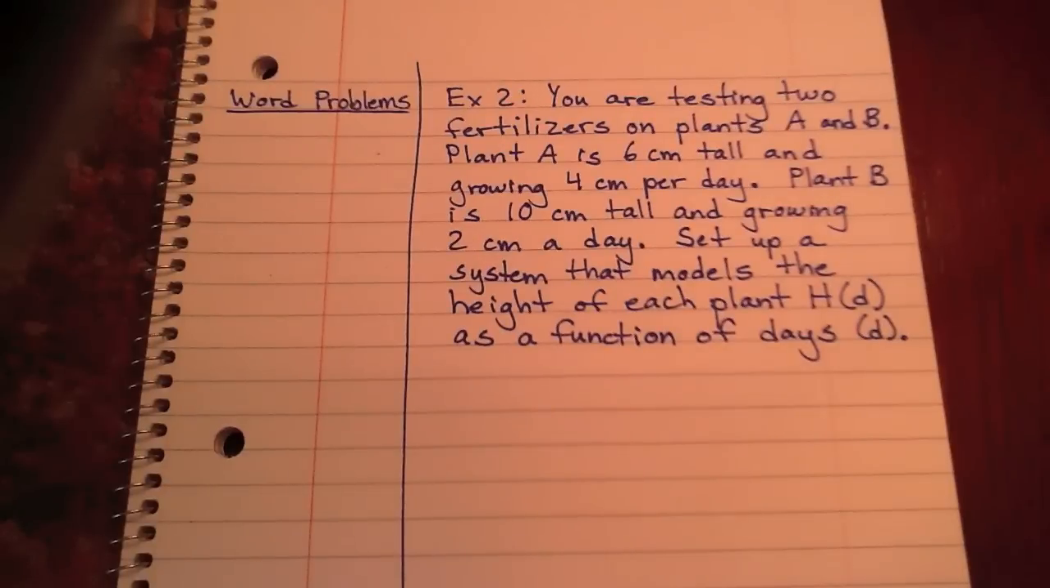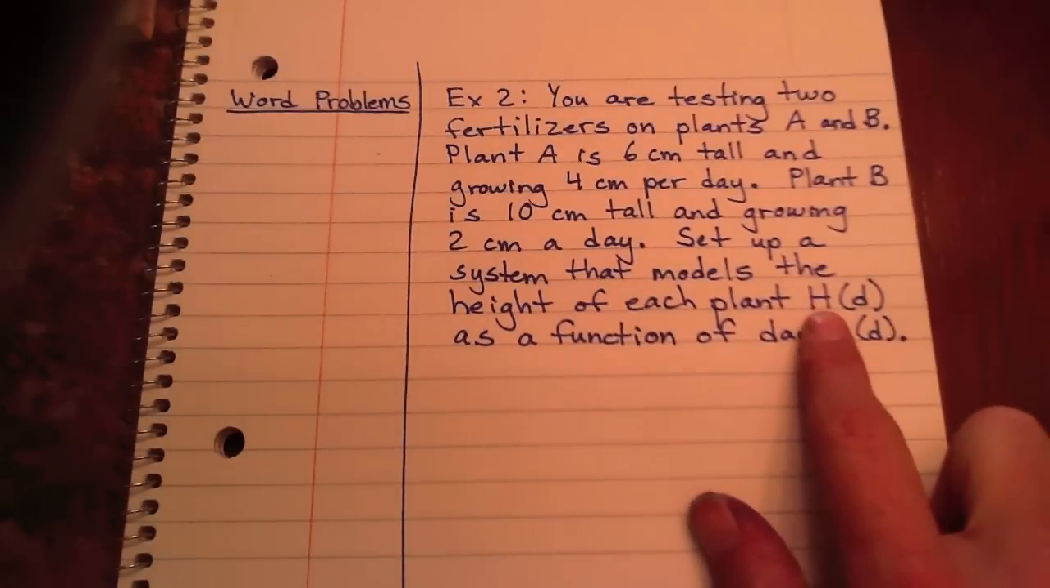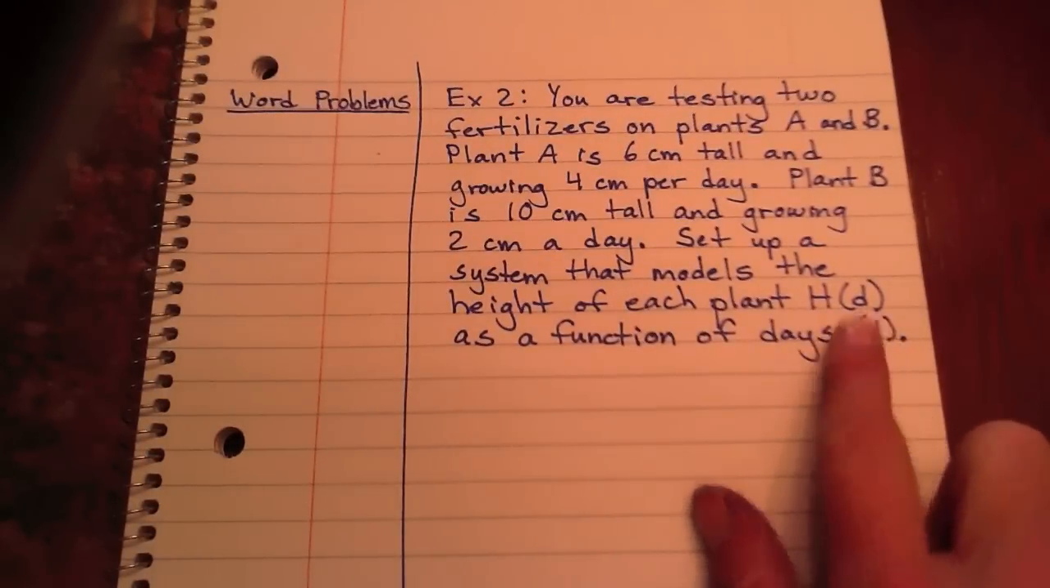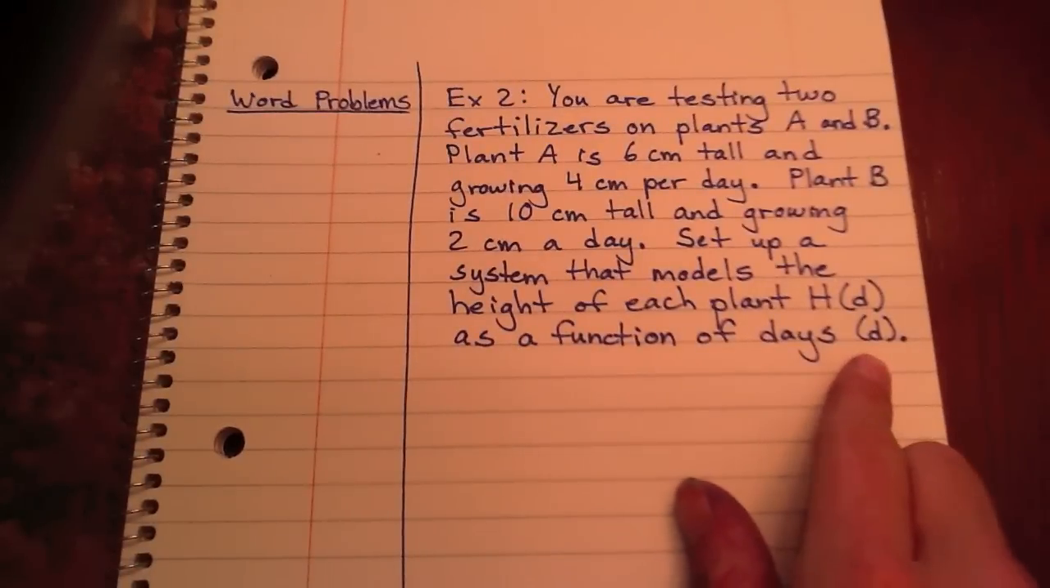This particular word problem is talking about comparing two plants. It says you're testing two fertilizers on plants A and B. Plant A is 6 centimeters tall and it's growing 4 centimeters per day. Plant B is 10 centimeters tall and growing 2 centimeters a day. Set up a system that models the height of each plant, so H would be for height, based on D as a function of days, which is your D.